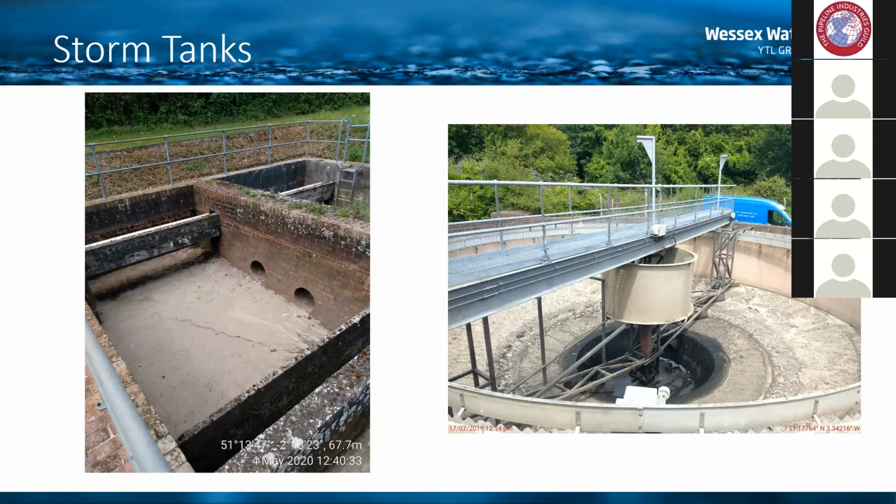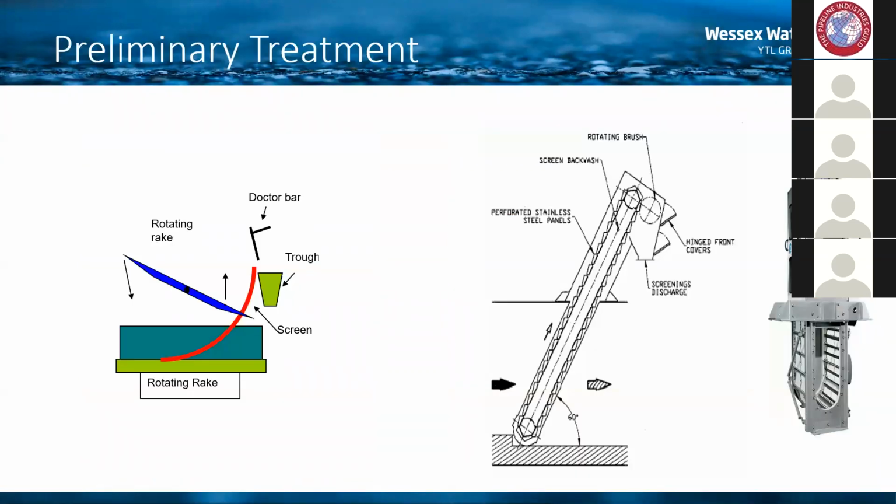So the next stage in the preliminary treatment process, if the storm system is not used, is that it goes through a screening process before going on to the main treatment system. There are various types of screens that are used, and there are just a couple of examples here.